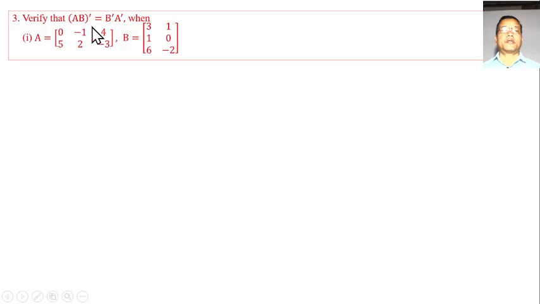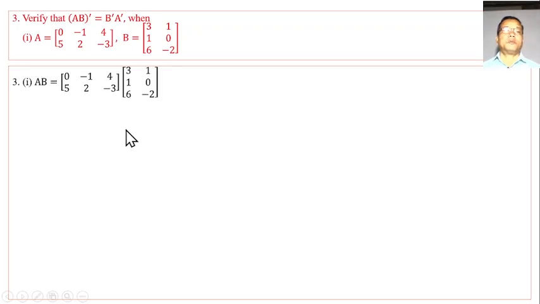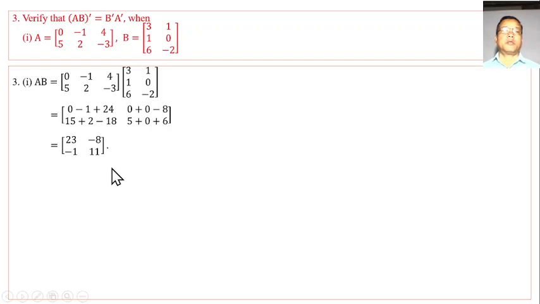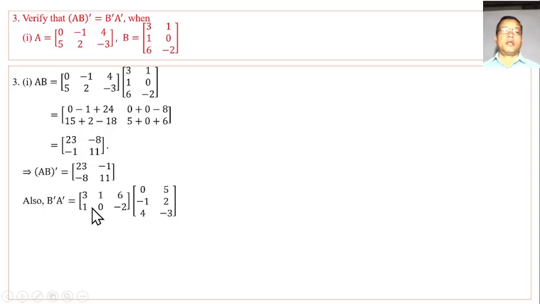Verify that the product AB transpose is equal to B transpose into A transpose. The product AB, we get this. Then its transpose: the first row becomes the first column, the second row the second column. Next, B transpose into A transpose: we multiply the values of B transpose and A transpose. Left side and right side are the same. Therefore AB transpose equal to B transpose into A transpose is verified.